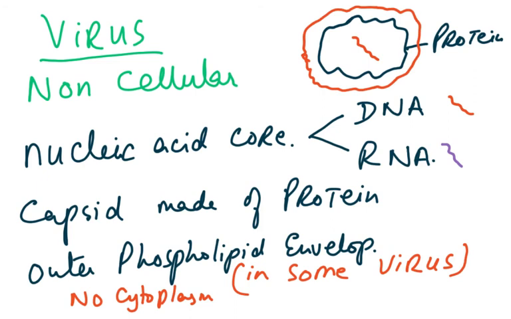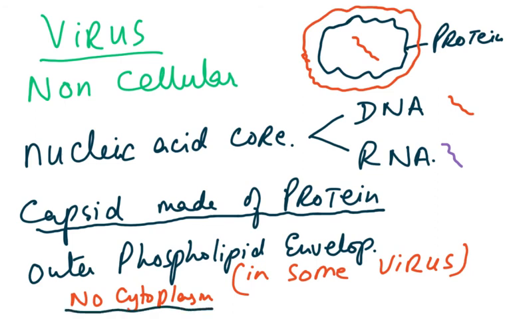So it only has a capsid. It only has a capsid which is made of proteins. So the outer structure which surrounds it is a capsid made of protein, and inside it there's nothing, there's no cytoplasm, and there can be a nucleic acid core which can either be a DNA or an RNA. That's it. So there's a DNA or an RNA strand, and there is a protein coat.